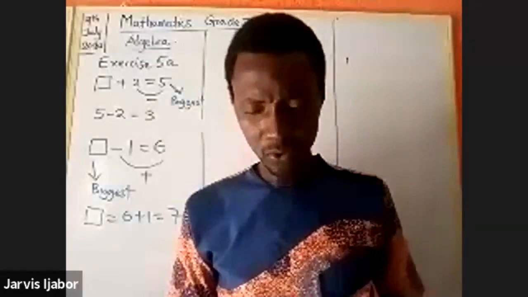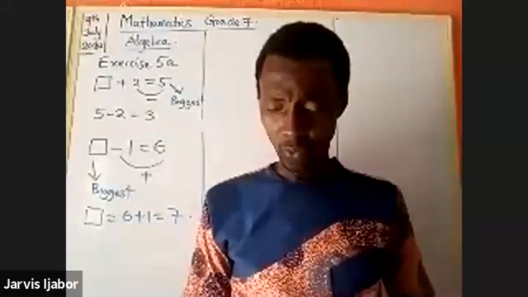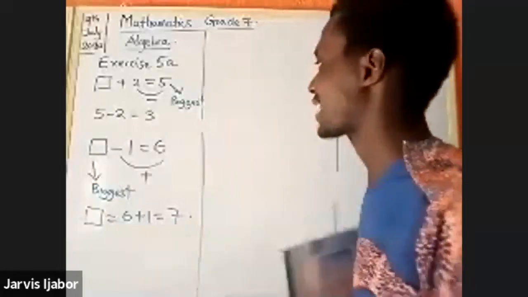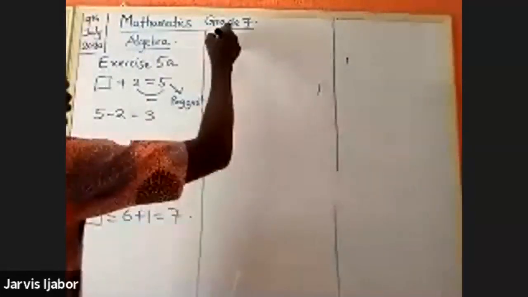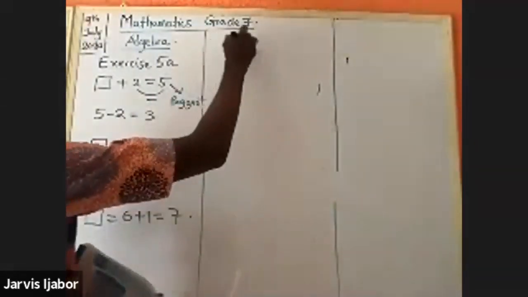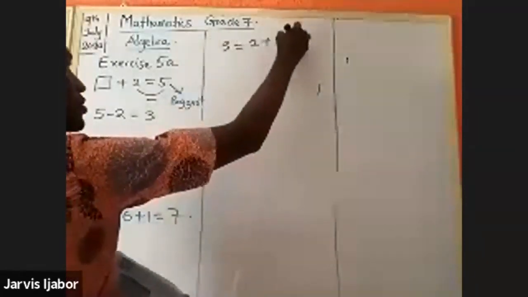All right. So with that, now let's look at another one. If I'm adding two numbers, let me pick one here. Let's say I have 3 equal to 2 plus box.